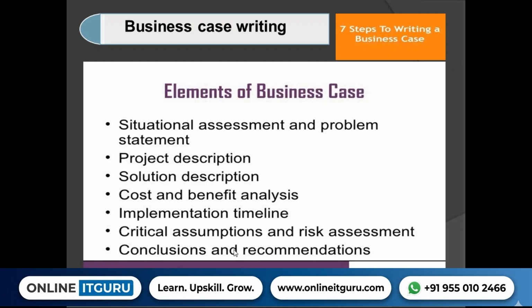Now the second knowledge area is requirement planning and management. So in this knowledge area, first we are going to identify the stakeholders. Okay, then after that we are going to prepare the list of stakeholders. Then we are going to prepare the summary of stakeholders. Then we are going to prepare the RACI chart, that is, who is responsible, who is accountable, who is consulted, and who is informed.